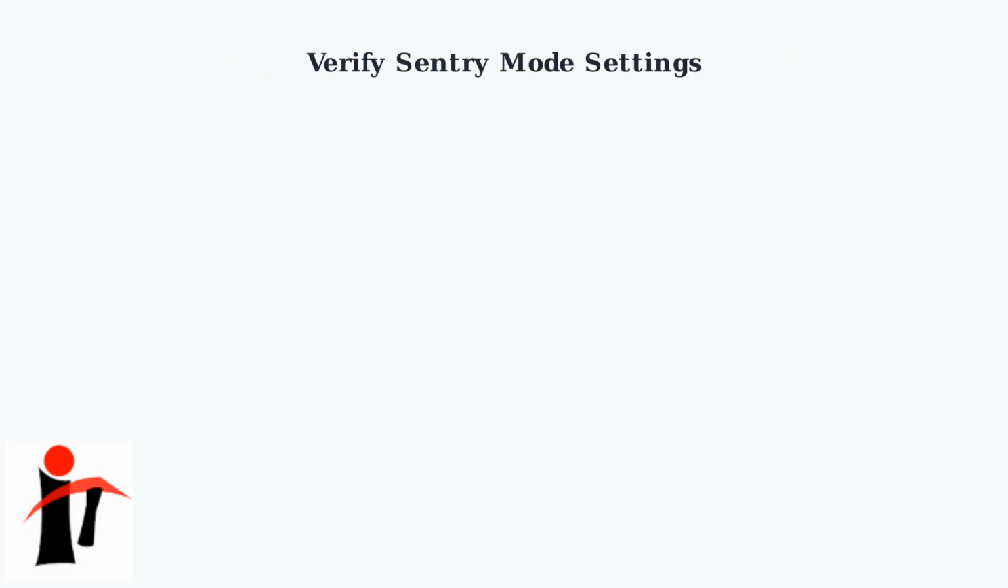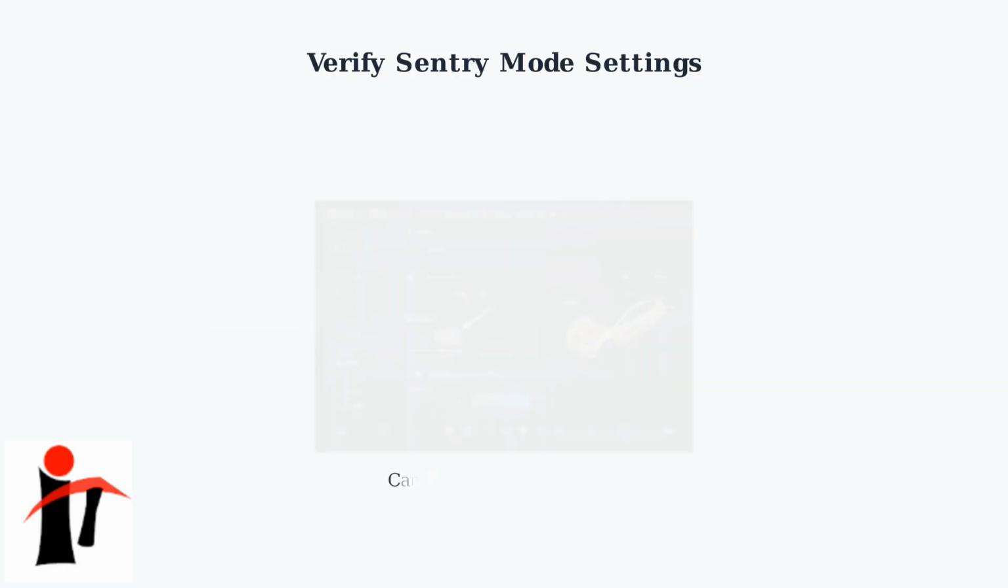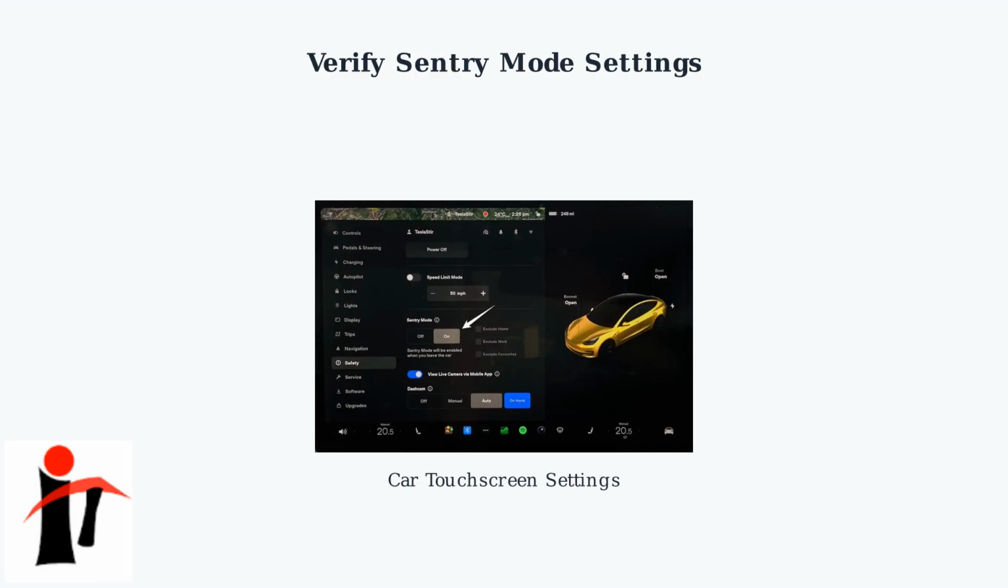To ensure Sentry Mode is enabled, start by navigating to the settings on your car's touchscreen. Go to the Controls menu, then select Safety, and finally ensure Sentry Mode is toggled on. This is what the settings screen looks like on your Tesla Model 3 touchscreen, showing the controls and safety menus with Sentry Mode enabled.